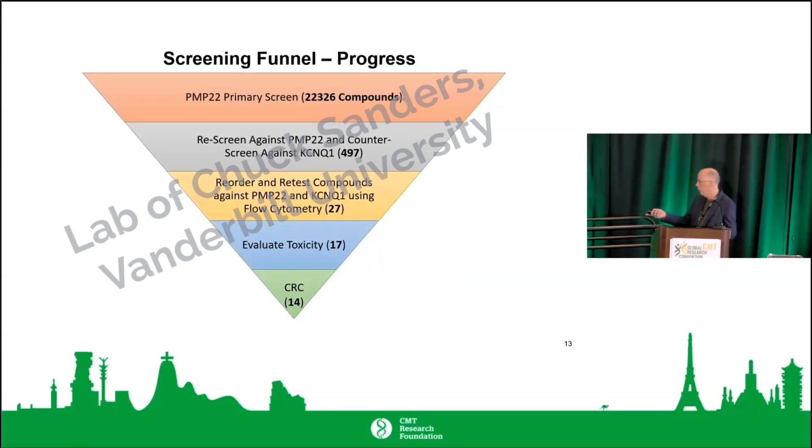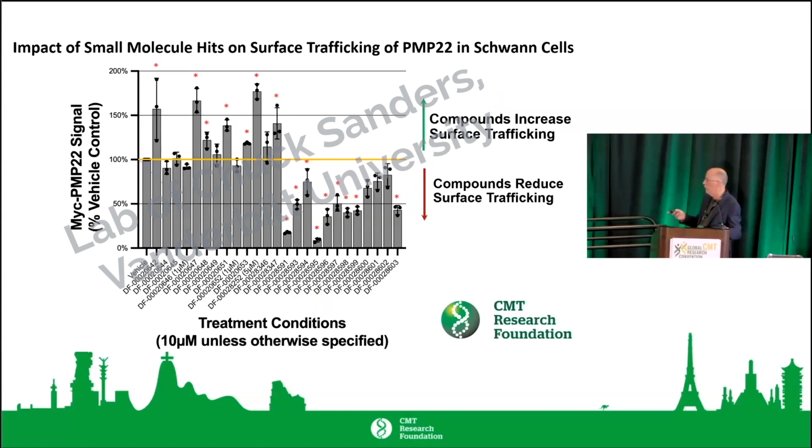So we screened to our current 14 or so compounds that we're working with. And so this is just a little bit of the data of what these compounds actually do. What all this is, is the surface level of PMP22 at the surface of these rat Schwann cells. And these are different compounds that we've discovered. These compounds increase surface trafficking, and so they would be of interest possibly as potential lead compounds that could be developed for the HNPP form of the disease caused by underexpression of PMP22.